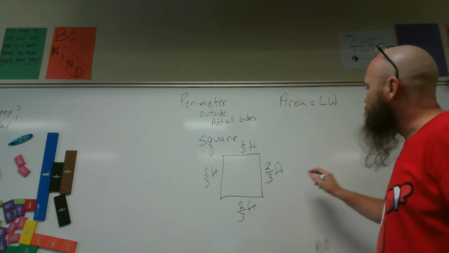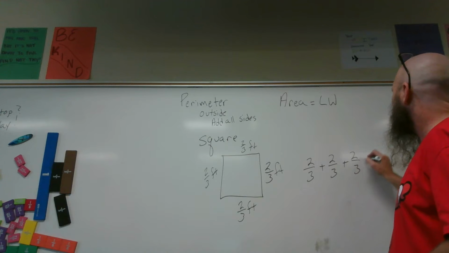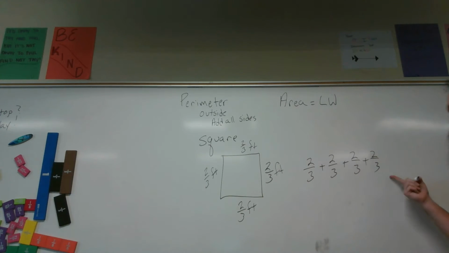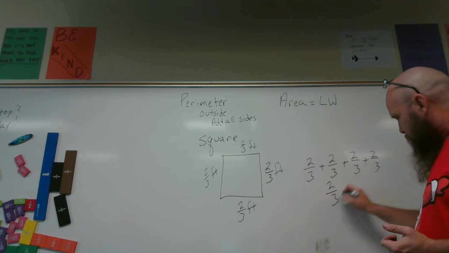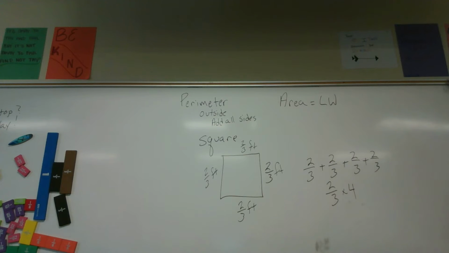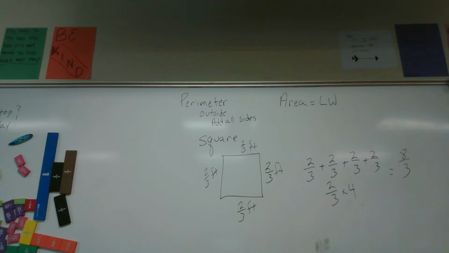So if I wanted to find the perimeter of this, 2/3 plus 2/3 plus 2/3 plus 2/3. What's another way to write that? 2/3 times 4. Good. Either one of those is going to give me my answer. 2/3 times 4 is going to be 8/3. 2, 4, 6, 8. The denominator stays the same. Which is what kind of fraction? Improper. And turn it into a mixed number. So 2 remainder 2, so it's 2 and 2/3 of a foot.